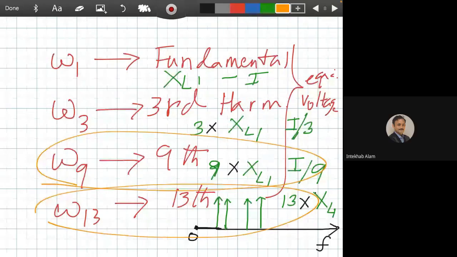Since we are using a square wave output, when we change the time domain to the frequency domain, the Fourier analysis shows that there is a lot of frequency in here.